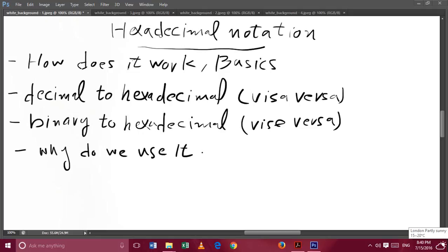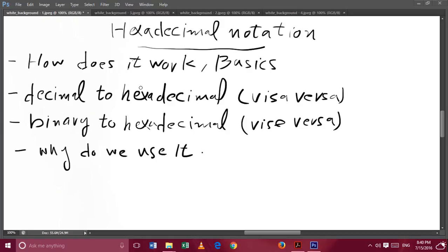In this tutorial we are going to cover the hexadecimal notation, and there are four elements that we are going to go over, which are how does it work, or the basics of the hexadecimal system, how do we convert from decimal to hexadecimal and vice versa, how do we convert from binary to hexadecimal and vice versa, and why do we use the hexadecimal notation, or why do we even need the hexadecimal notation.